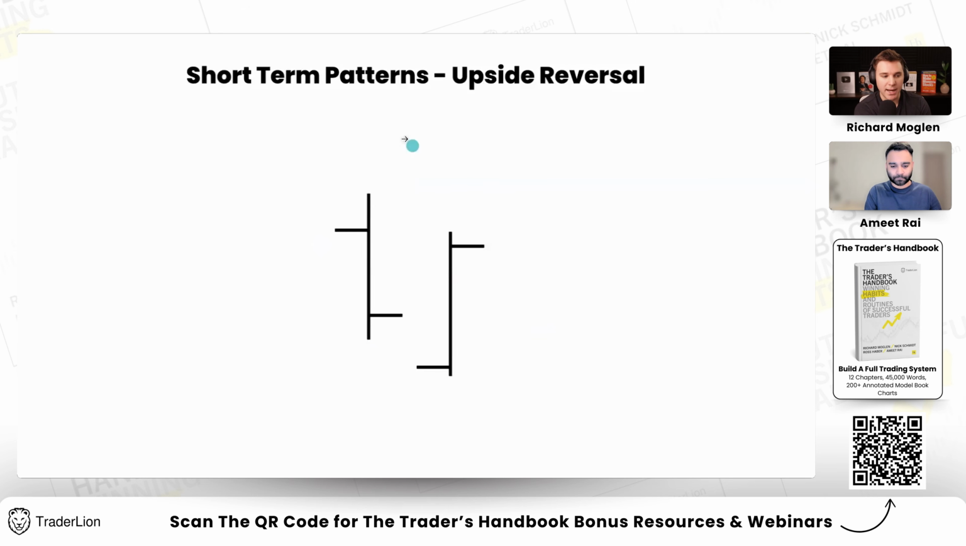Then we've got an upside reversal. Again, I'm naming these, but you just have to kind of think about the methodology and thinking behind them.